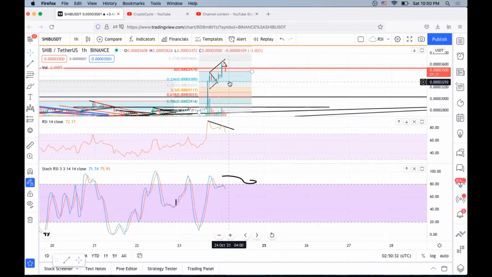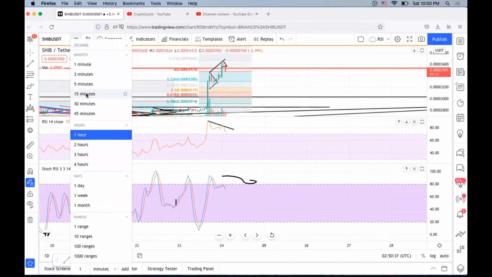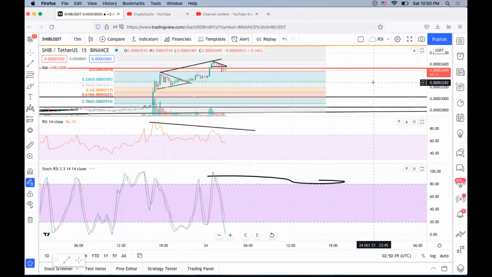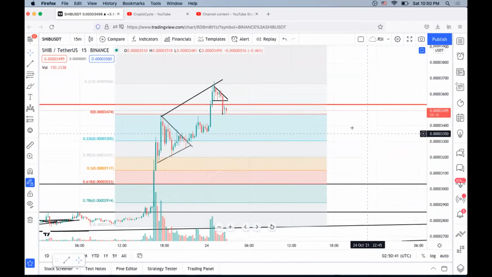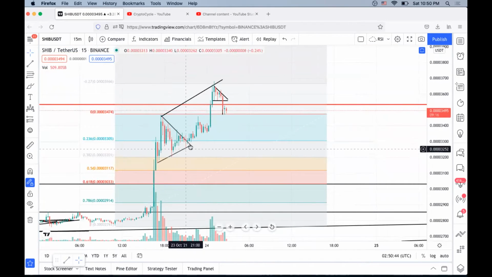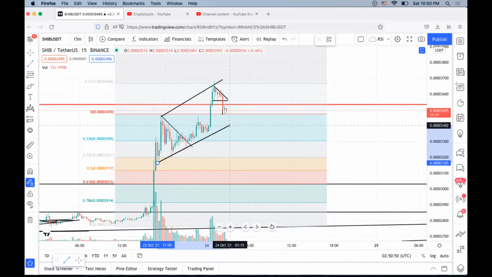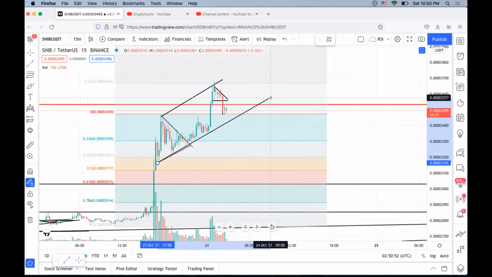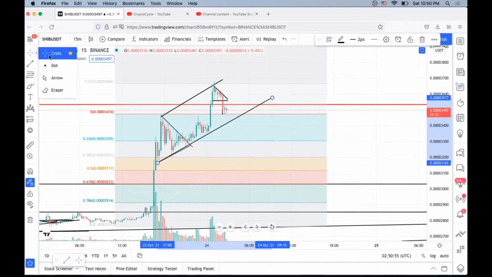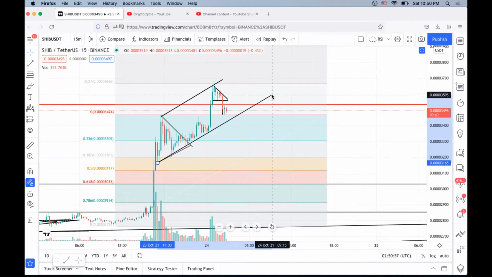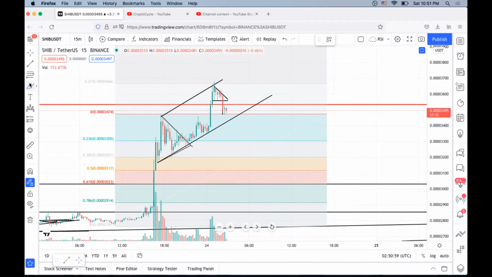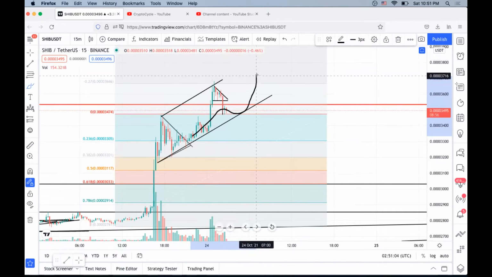Let's go back over here to the 15-minute chart. It looks like we could be forming another pattern right now. This is actually part of our pennant pattern right here. But if we continue this line up here, what I want to see is for us to maintain this trend line right here, maybe come back down, bounce right here, and then head back up.